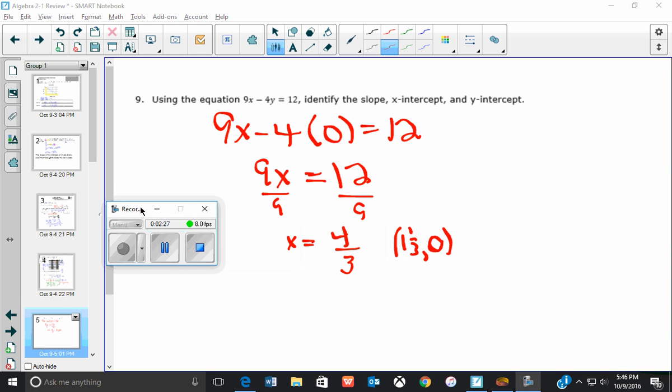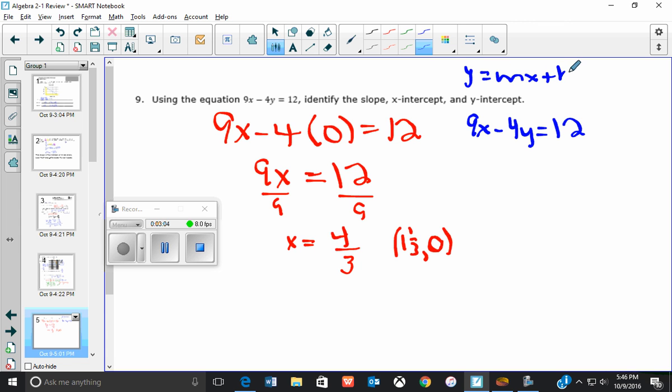All right, to do the y-intercept, I could change it to y equals mx plus b, which I'm going to have to do anyway for solving for the slope. So let's go ahead and do that. If we have 9x minus 4y equals 12, we're going to set it up to be the slope-intercept form, because that tells us the slope and the intercept. We want it to be set up with y equals mx plus b. So let's solve for y.